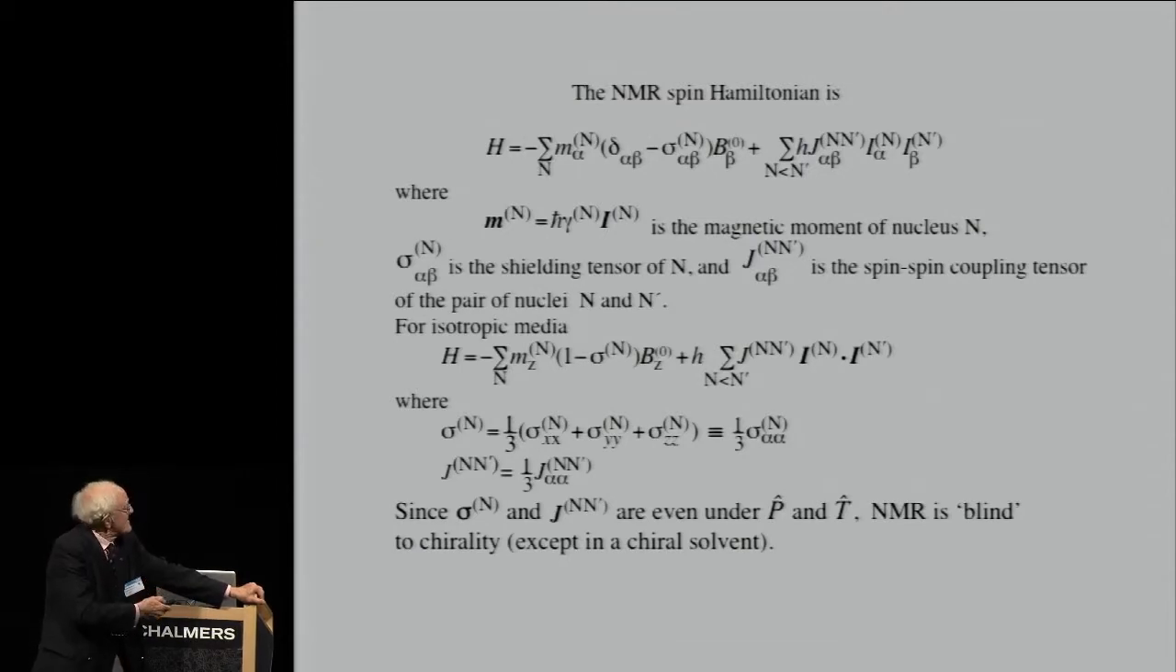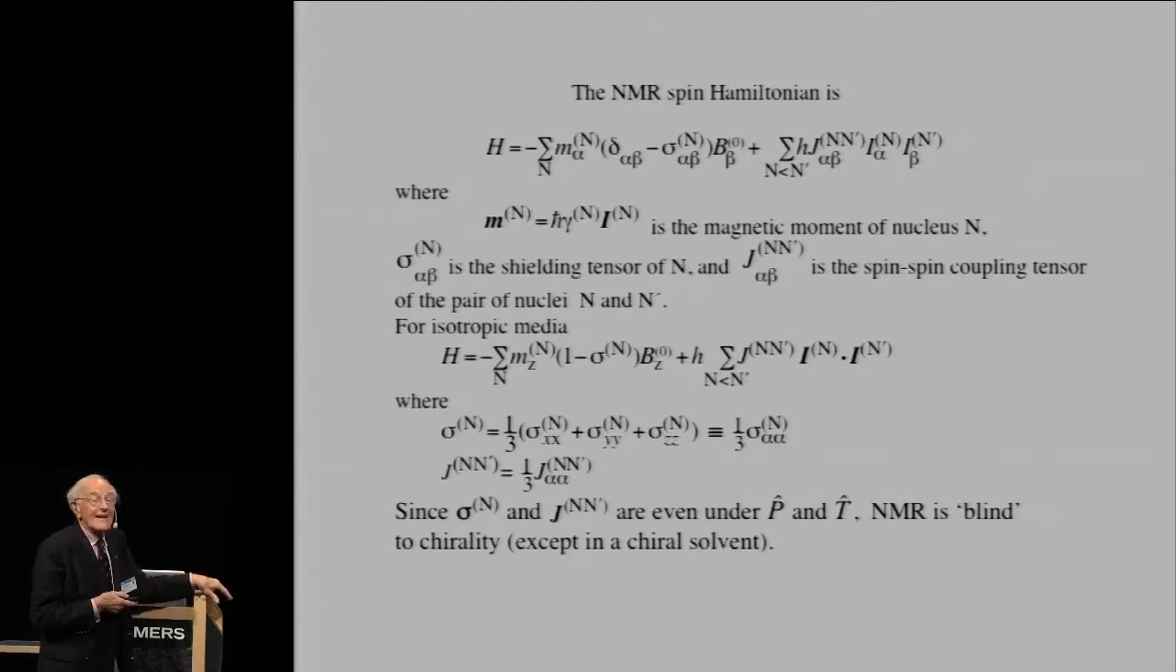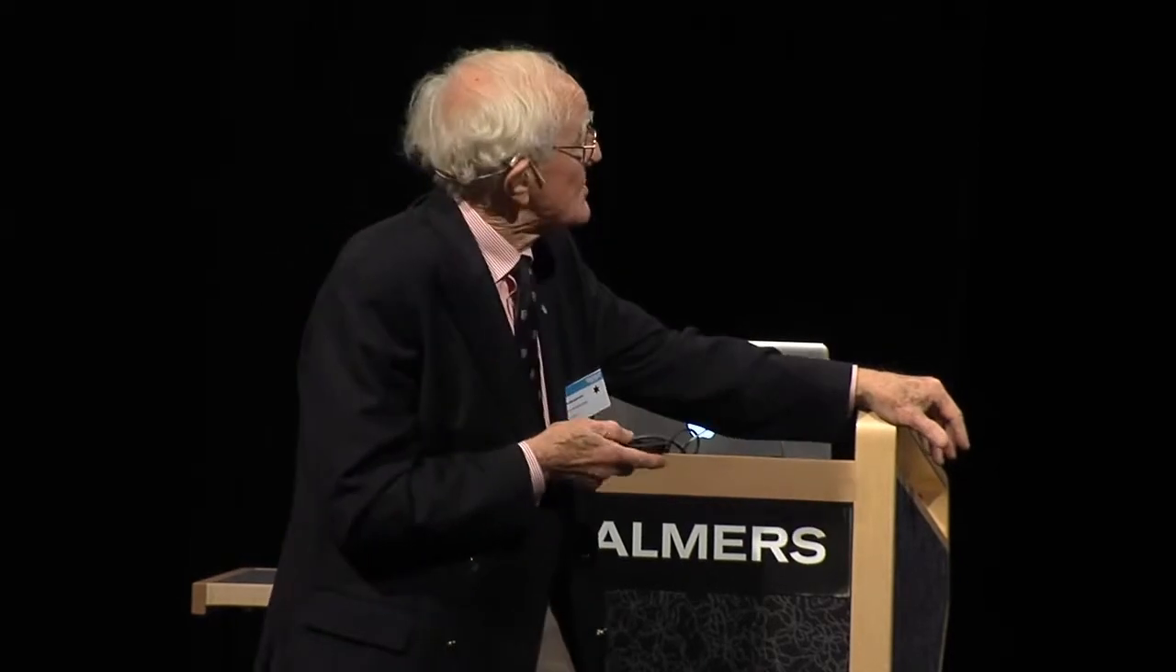There's a second contribution if there is more than one nuclear spin. The magnetic moment is proportional to the nuclear spin of that nucleus, I_N. And this is the spin-spin coupling. So the spin of nucleus N interacts with the spin of nucleus N prime, and we get a whole large number of lines for spin-spin interaction, giving us information about the structure and properties of the molecule.